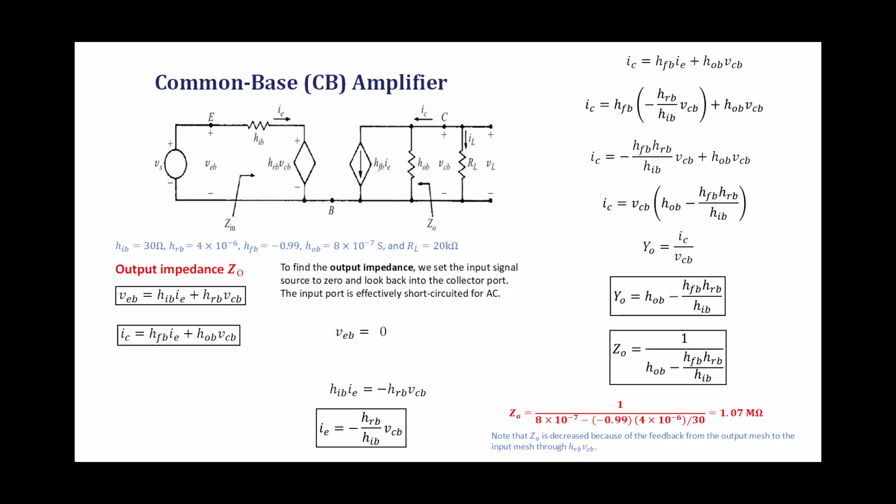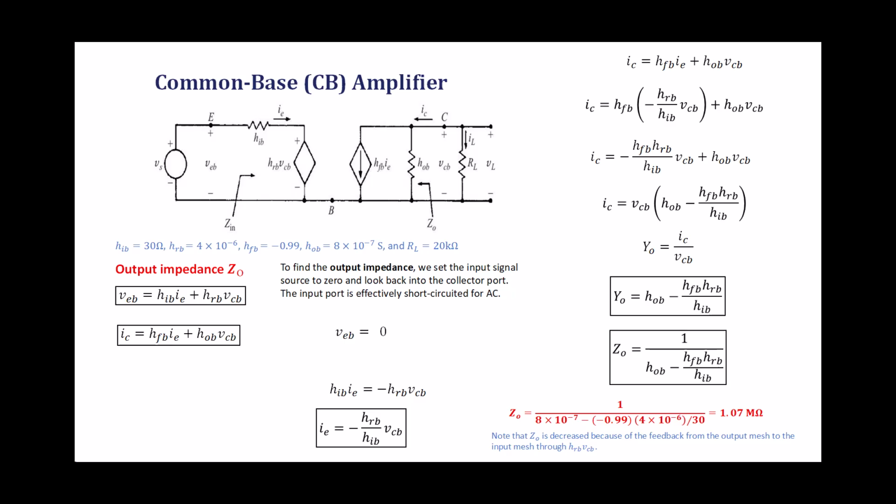Substituting this into our expression for IC equals HFB times negative HRB over HIB times VCB plus HOB VCB, simplifying, IC equals VCB times the quantity HOB minus HFB HRB over HIB. The output admittance YO is defined as IC over VCB, so YO equals HOB minus HFB HRB over HIB. Plugging in our values, 1 divided by 8 times 10 to the negative 7 minus negative 0.99 times 4 times 10 to the negative 6 divided by 30. That gives us ZO equals 1.07 megohms, a very large output impedance.